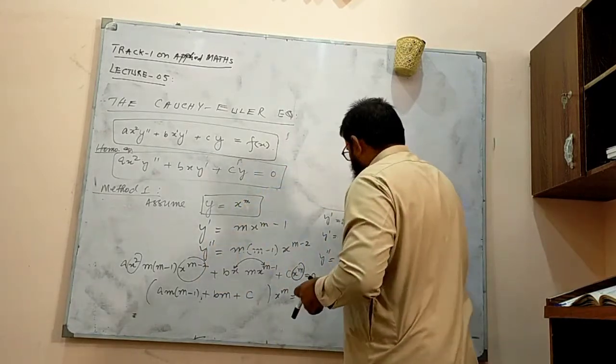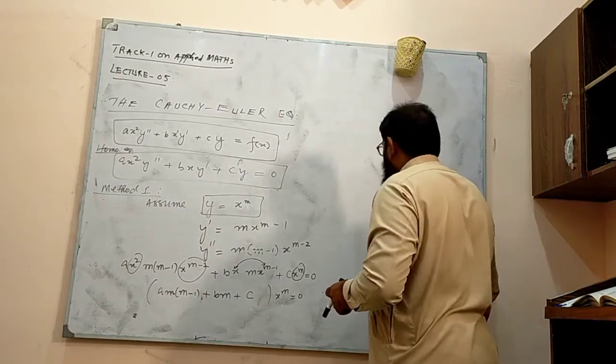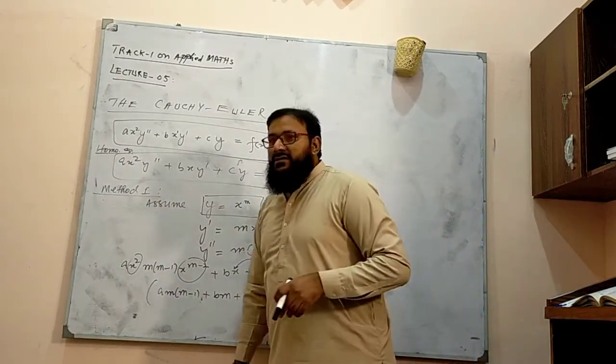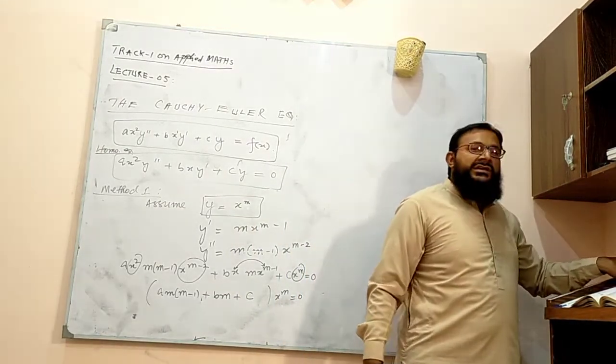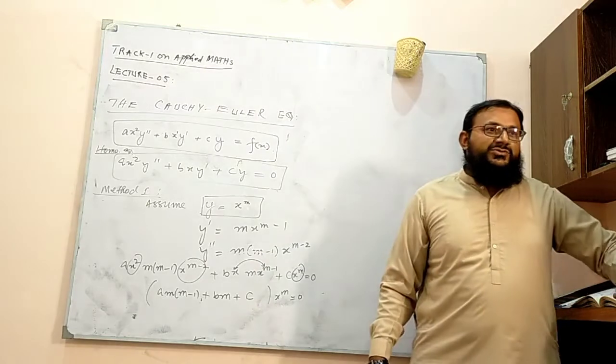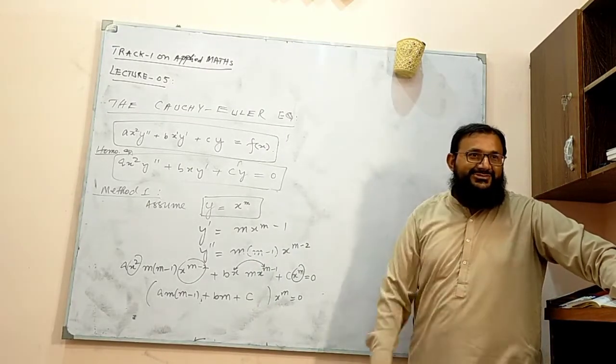Sir, m belongs to what? An integer or something? M can be integer, can be a real number, can be natural number, or whatsoever. But it would be an algebraic number. It would not be a transcendental number. And you should know what's the difference between these two.